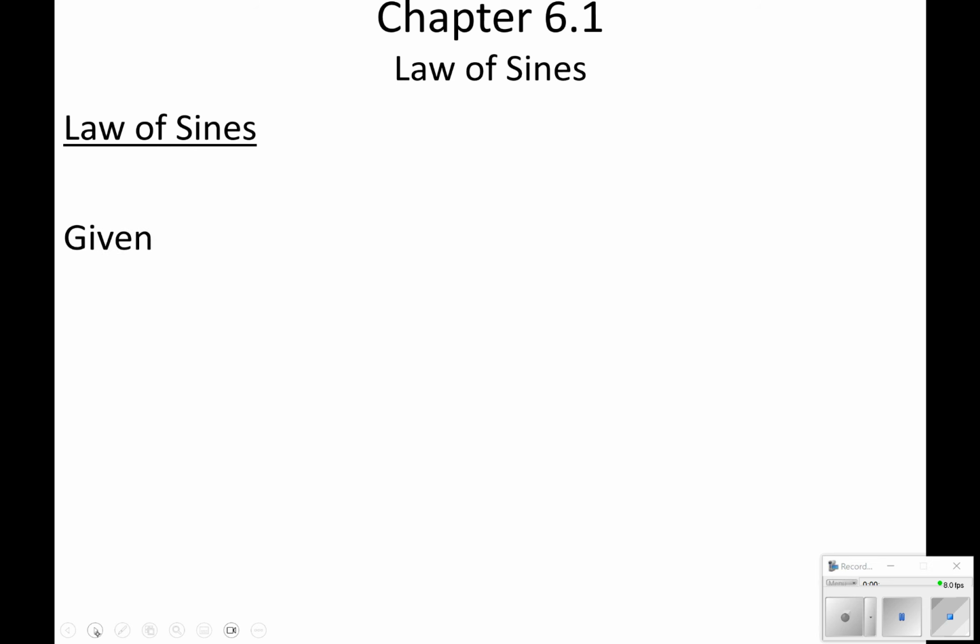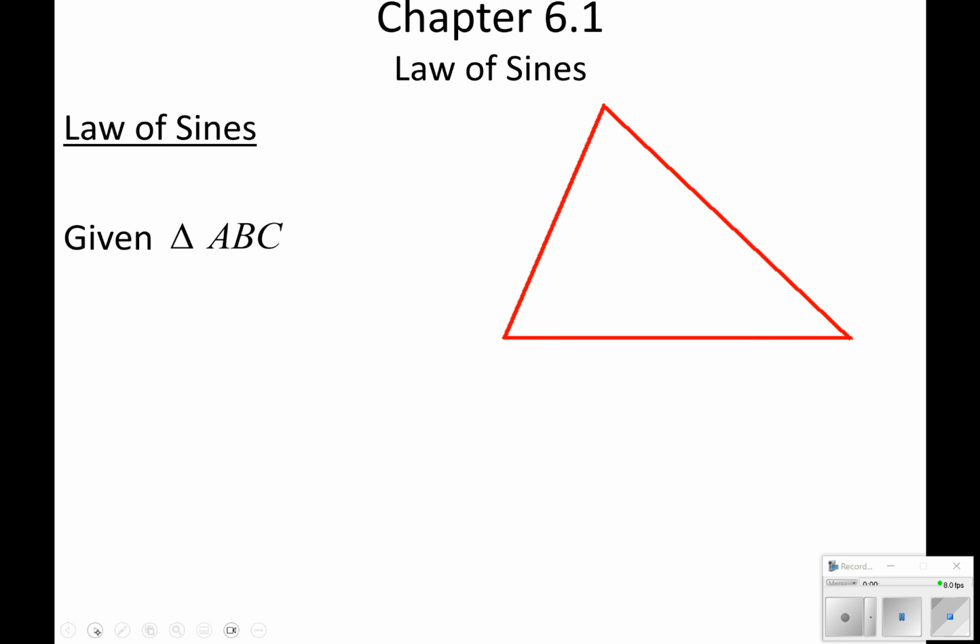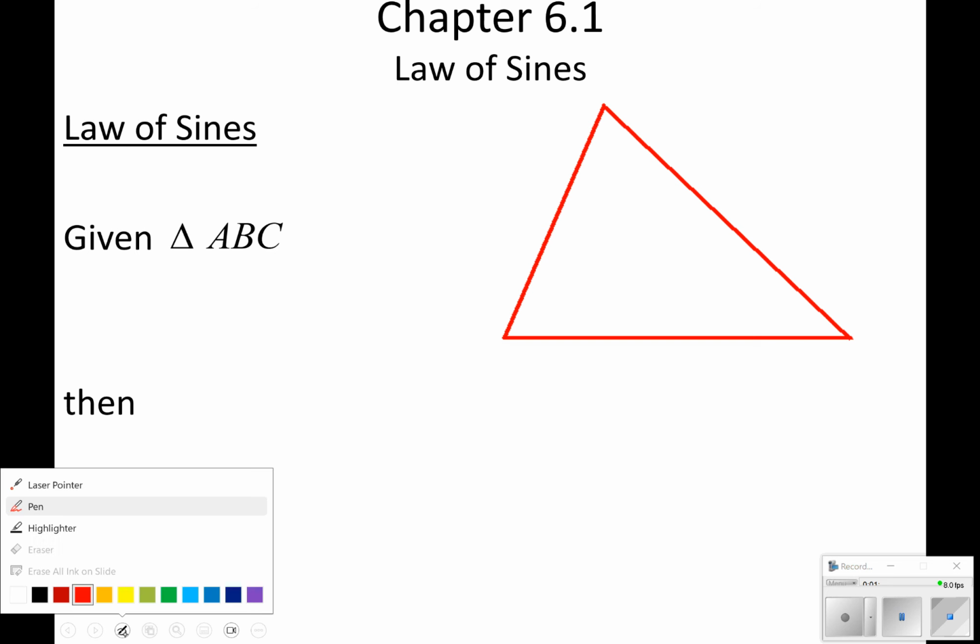The law of sines involves a triangle that is not a right triangle, meaning a triangle that doesn't have a 90-degree angle in it. And that triangle, we'll call it triangle ABC. So for that triangle, let's go ahead and label it. I want you guys to pay particular attention to how we're labeling these triangles.